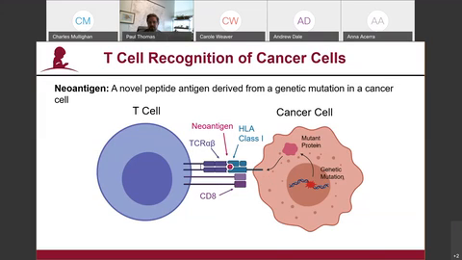And so these neoantigens are generated through genetic mutations, either indels or SNPs in the tumor genome that get processed and presented on MHC class 1 or class 2 on the tumor cell itself, and then recognized by a T cell with a specific T cell receptor that can distinguish that neoantigenic peptide.